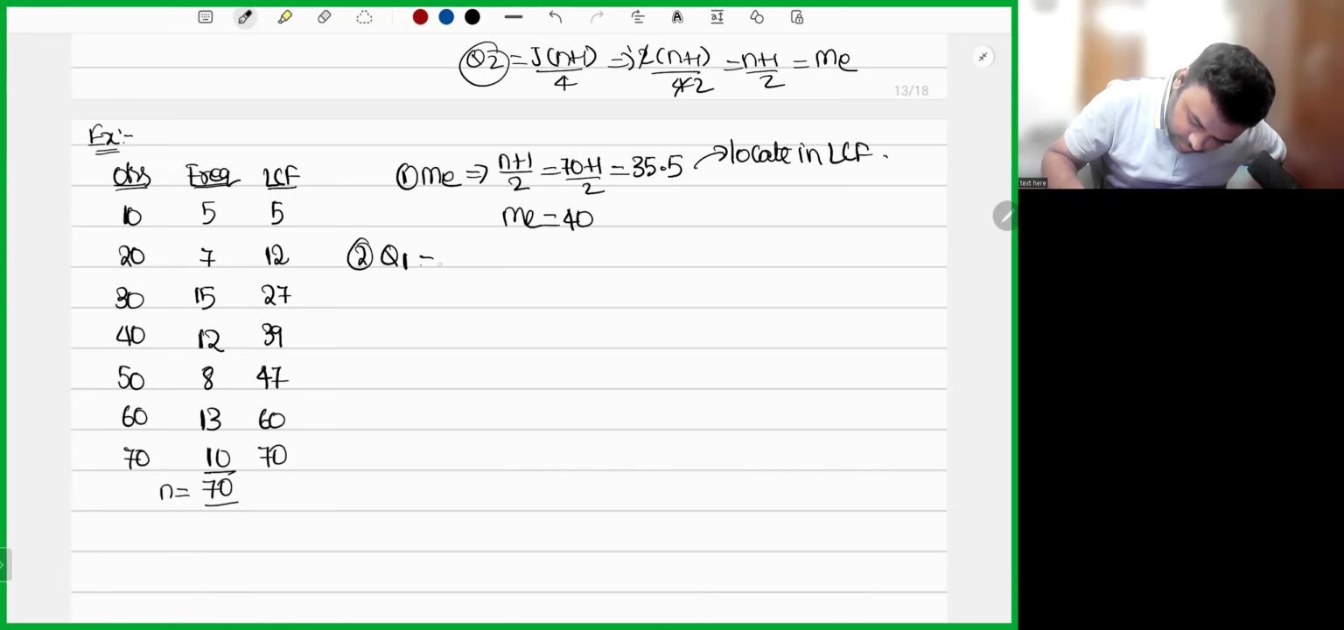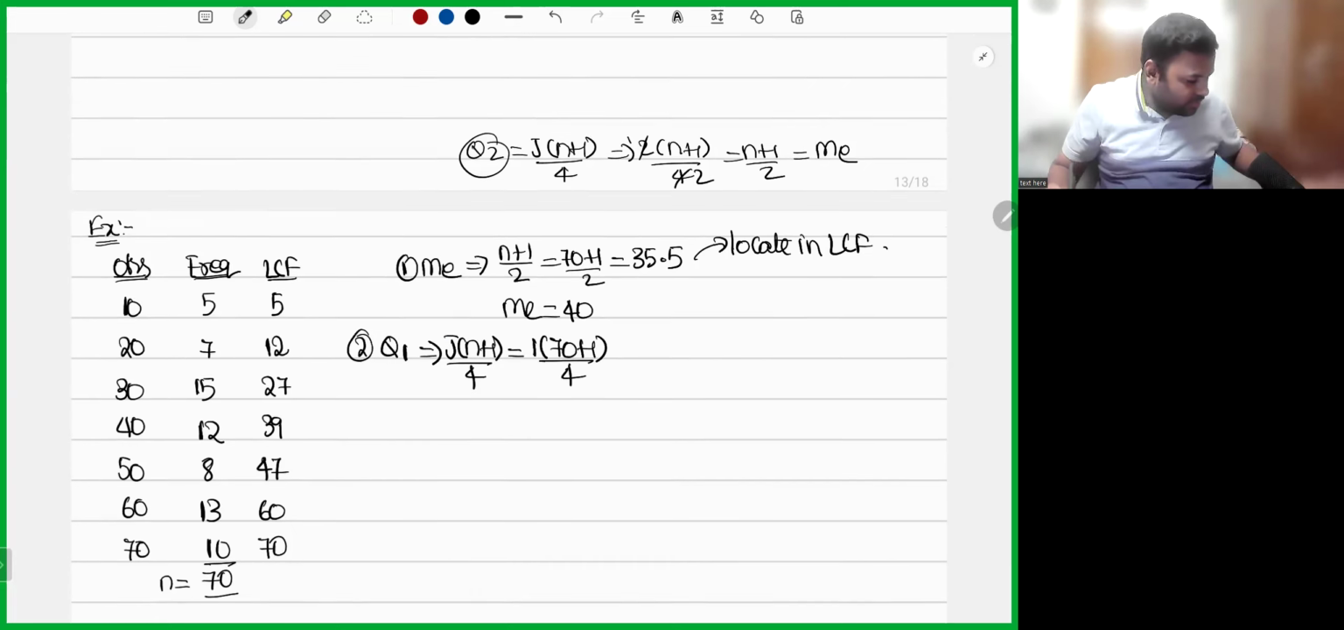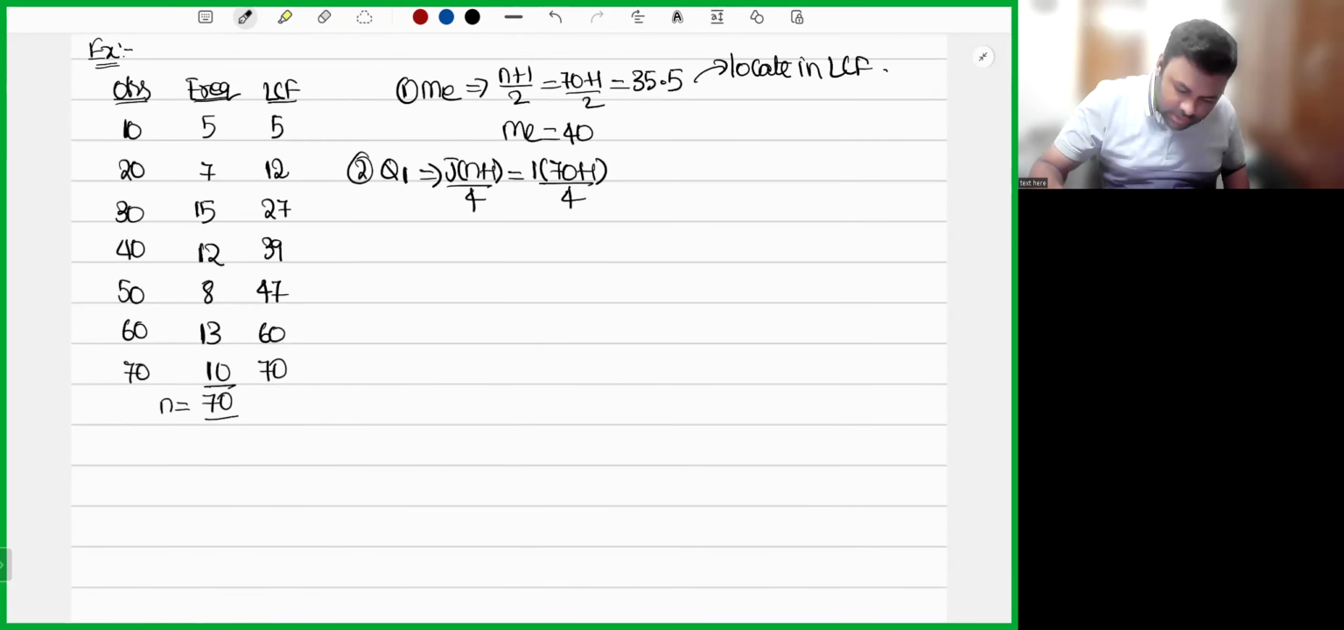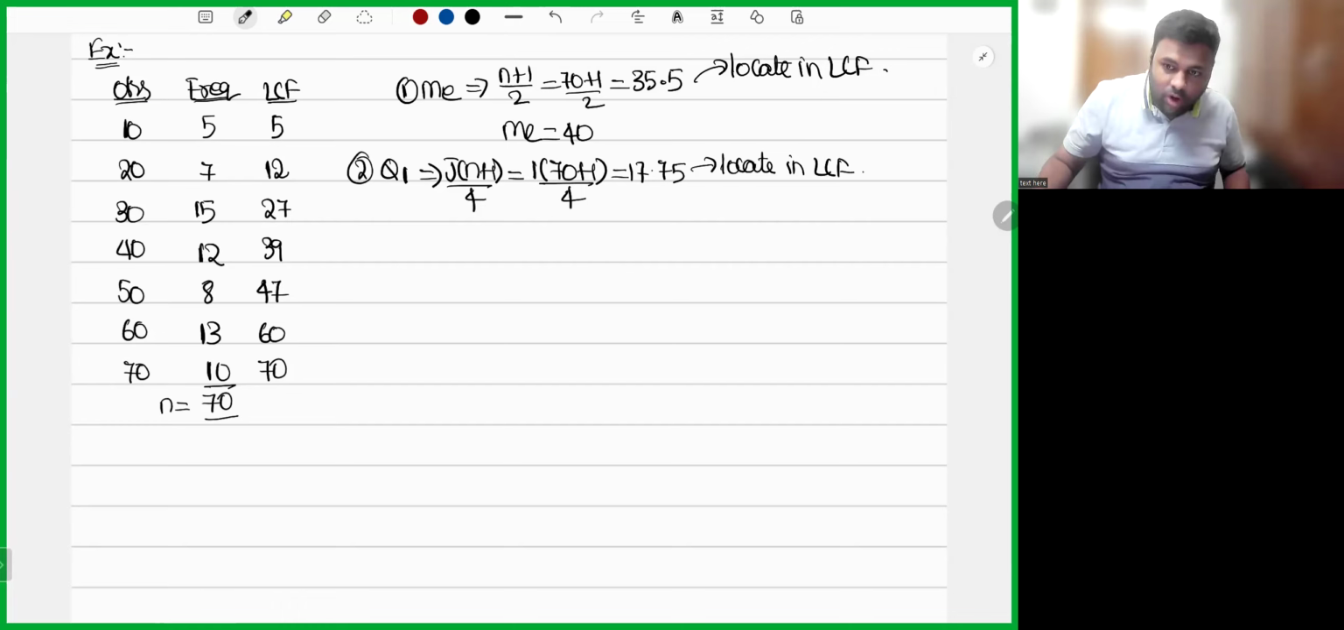Quartile 1, j into n plus 1 by 4. 1 into 70 plus 1 by 4. 71 by 4, 17.75. You shall locate in LCF. So 17.75, where do we have it? It is not there, sir. Go for the next observation, which is 30. So quartile 1 is 30.